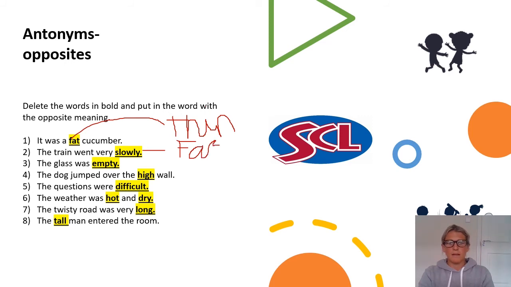Okay, next one then, number 3. The glass was empty. So when you finished your drink, if the glass was empty, what's the opposite to empty then? Exactly right. Well done. We are doing a super job with this one, guys. So it would be full. When your glass gets empty, we would like it to be filled up, wouldn't we?